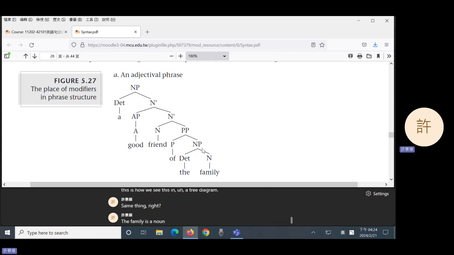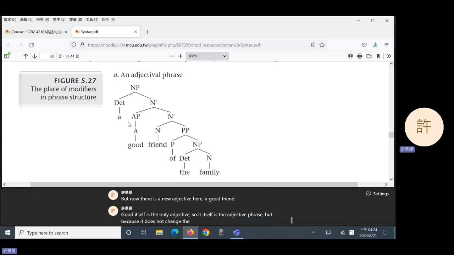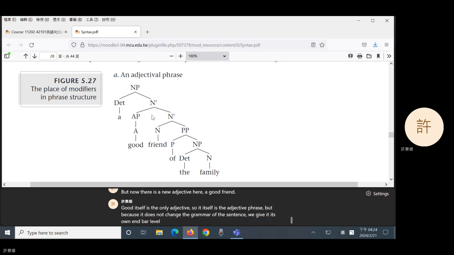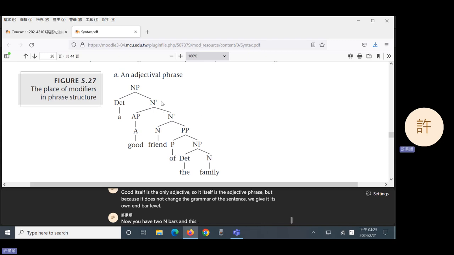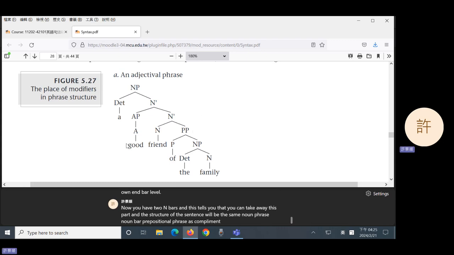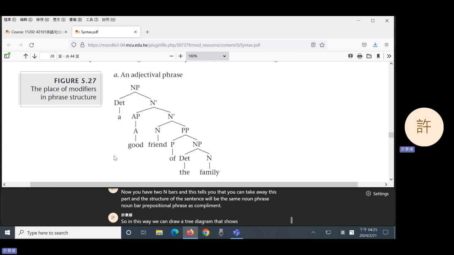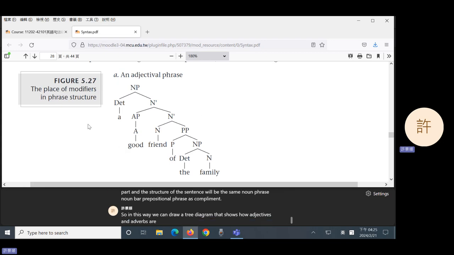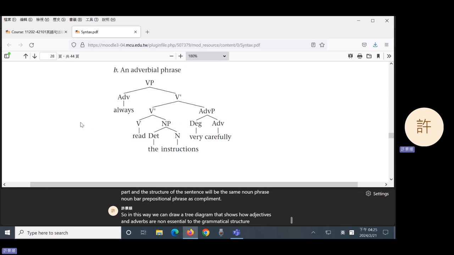Same thing, right? The family is a noun phrase. This is the complement of the prepositional phrase of the family, and this is the complement of the noun phrase, a friend of the family. But now there is a new adjective here, a good friend. Good itself is the only adjective, so it is the adjective phrase, but because it does not change the grammar of the sentence, we give it its own N-bar level. Now you have two N-bars. And this tells you that you can take away this part and the structure of the sentence will be the same. Noun phrase, noun bar, prepositional phrase as complement. So in this way, we can draw a tree diagram that shows how adjectives and adverbs are non-essential to the grammatical structure.